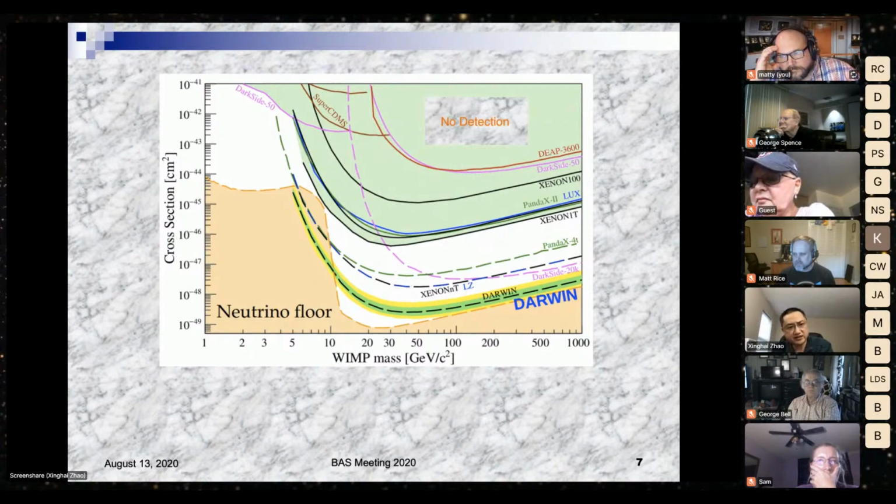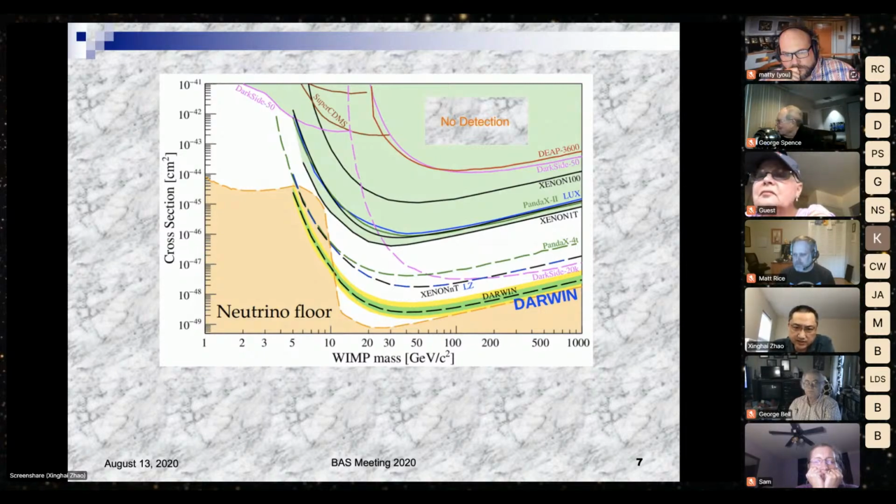The cross section means how likely a collision will happen if you have two particles colliding. A bigger cross section means it's easier for the event to happen. A small cross section means you have a smaller chance that, in this case, a dark matter particle will collide with a normal xenon particle.